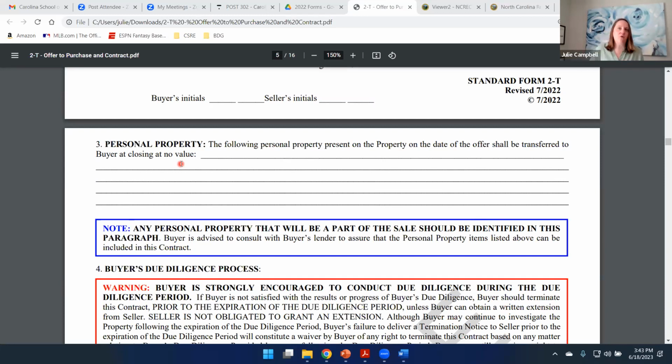You know, to Kelly's point, if you say refrigerator and there's the nice one with the ice maker in the kitchen, and then there's the not so nice one in the garage that's their drink refrigerator, the seller could leave either one of them and say, we left a fridge. So please be specific. I know the contract says on the date of the offer.